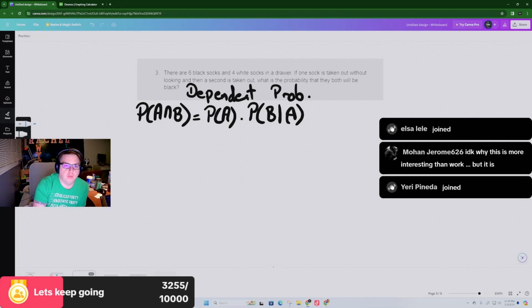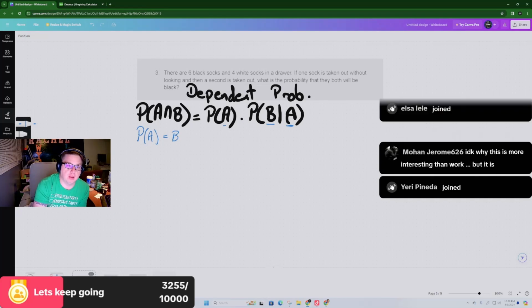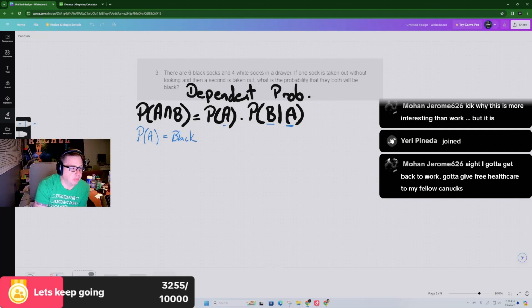So we want the probability of B, but it's given that A actually happened. So when we look at the probability of A, what is the first thing we want to have happen in this? What is the probability they both will be black? So the first thing we want is A to be black.